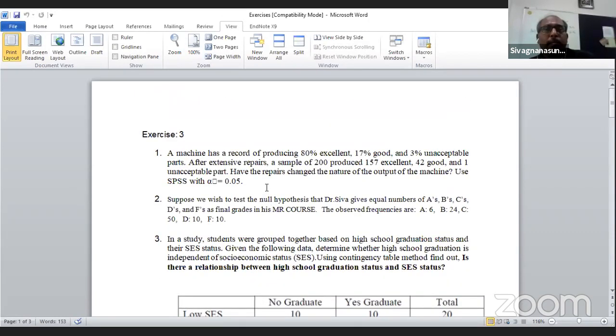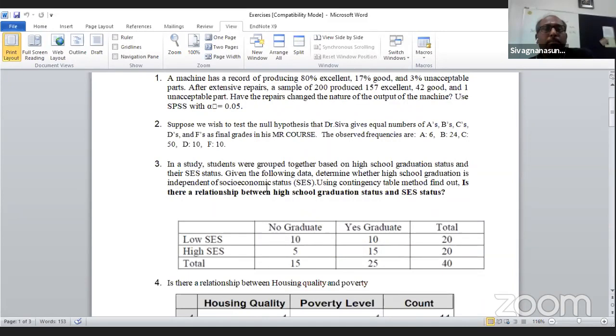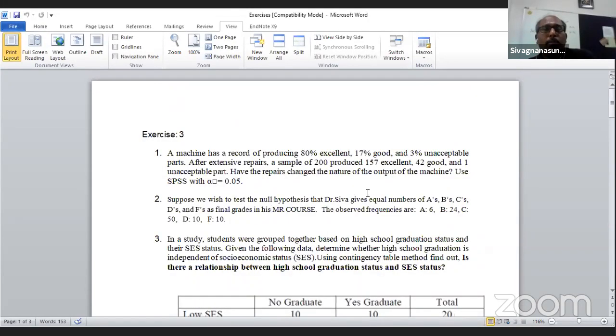There are two types of chi-square tests. One is testing the relationship, which is called test of association: is there a relationship between two variables, in fact categorical variables? The other is known as goodness of fit test. So to start with, I'm starting with the goodness of fit test.